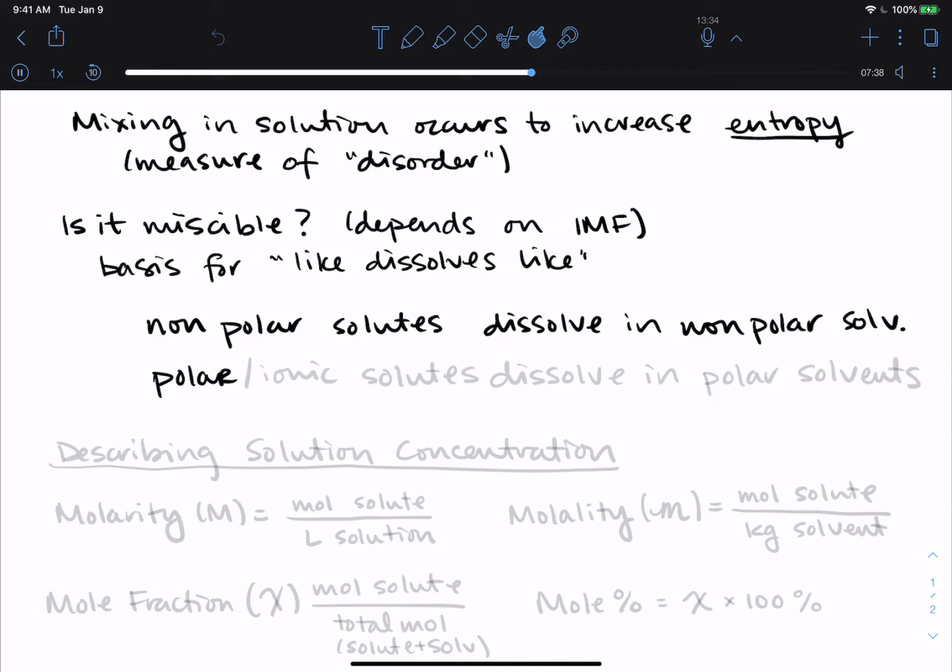Polar or ionic solutes dissolve in polar solvents.